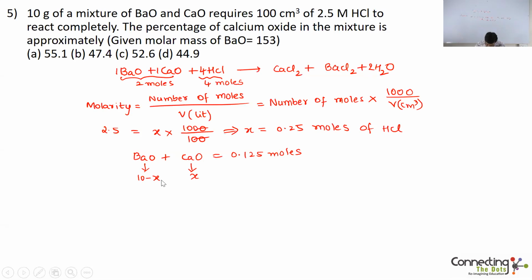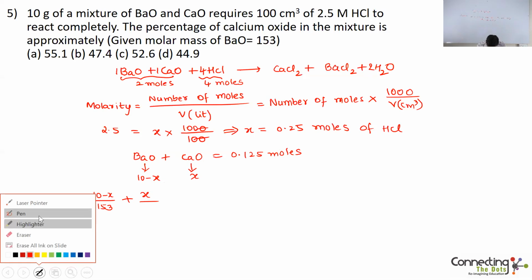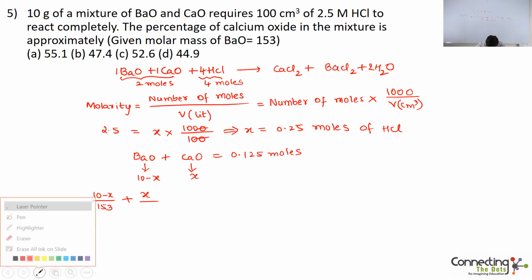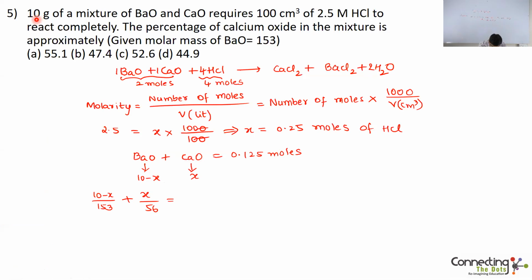Now let us try to solve this question. So number of moles of barium oxide will be mass, which is 10 minus X, divided by molar mass, 153, which is already given here. Molar mass of barium oxide is 153, plus number of moles of calcium oxide, which will be X by molar mass of calcium oxide, 40 plus 16, 56. The total mass is given in the question as 10 grams, but from the equation we know that the total number of moles should be equivalent to 0.125. So let us equate it to 0.125 moles.